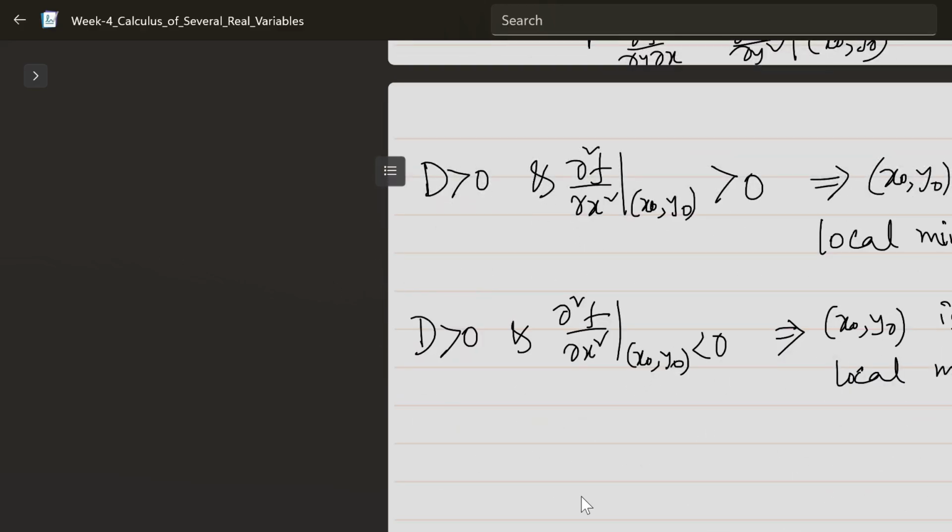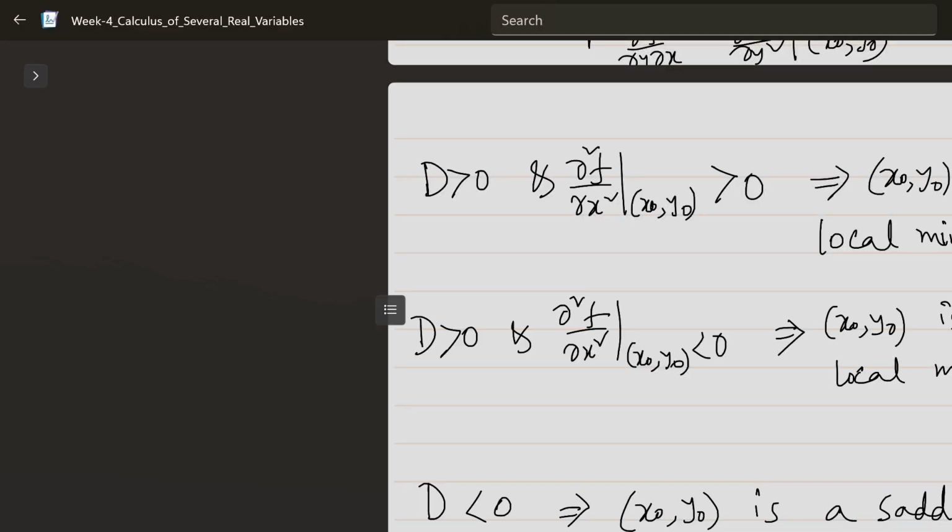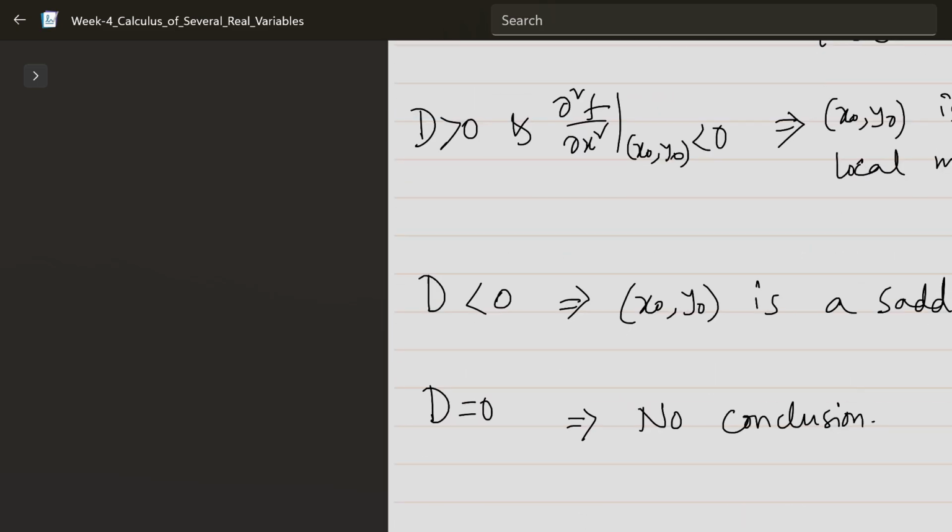If D is less than 0, then it has a saddle point. And if D is equal to 0, then no conclusion. As I said in my previous class, for a function of one variable, suppose the second derivative f double dash x equals 0, then you have to do further investigation: f triple dash x, or f4x, like that. So in several variables also, same thing.